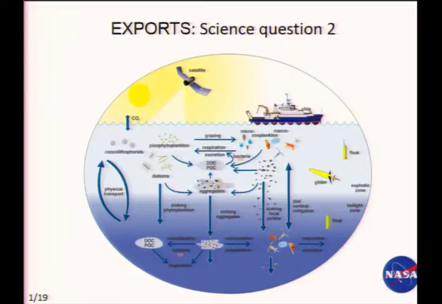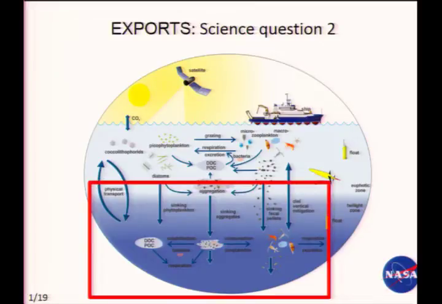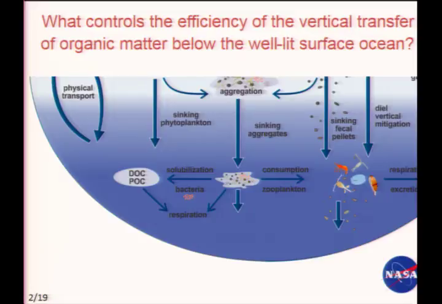So as Mary Jane said, I'm now going to talk about science question 2 on exports. And that's basically what's going on in this red box at the bottom. I'm going to start by repeating the question that Rue has already shown. Science question 2 is: what controls the efficiency of this vertical transfer of organic material once it's left the surface? How rapidly is it attenuated?